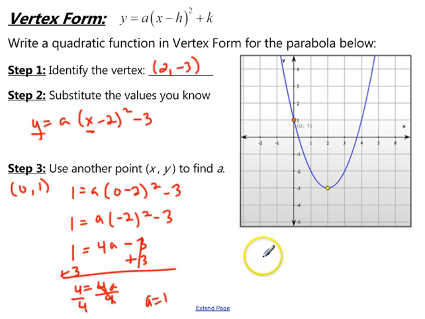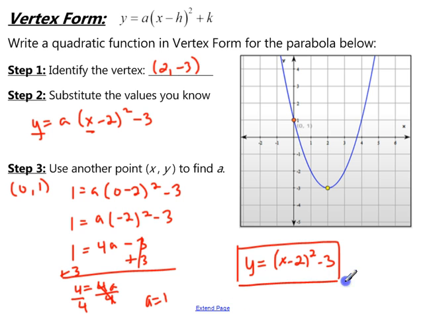So our final step is to actually write our equation. We have y = 1, and since a is equal to 1, we actually don't need to write that one. y = (x - 2)^2 - 3. And this is our final answer.